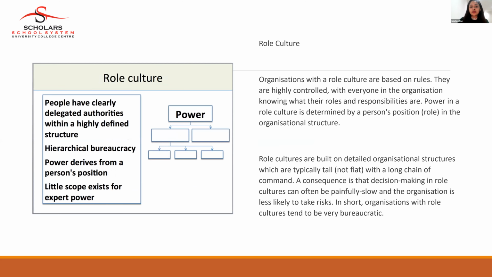Okay, so looking into role culture, organizations with a role culture are based on rules. They are highly controlled, with everyone in the organization knowing what their roles and responsibilities are. So everyone within this organization is given different roles. For example, think about the educational sector, okay? There are very defined, organized roles characterized here.